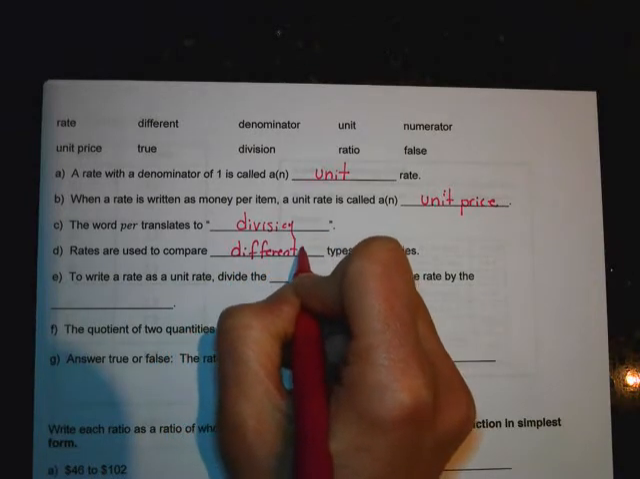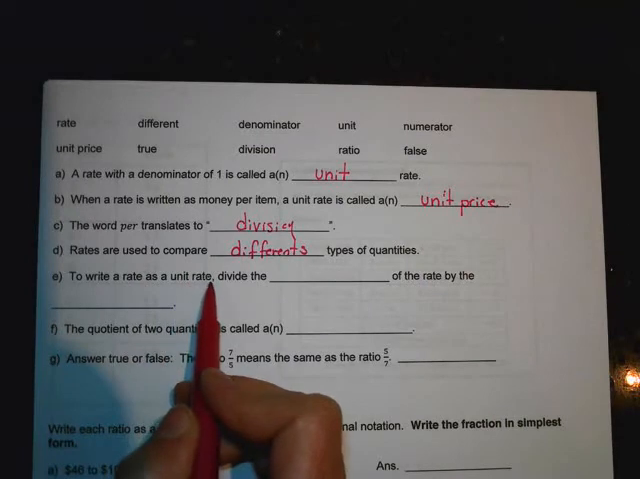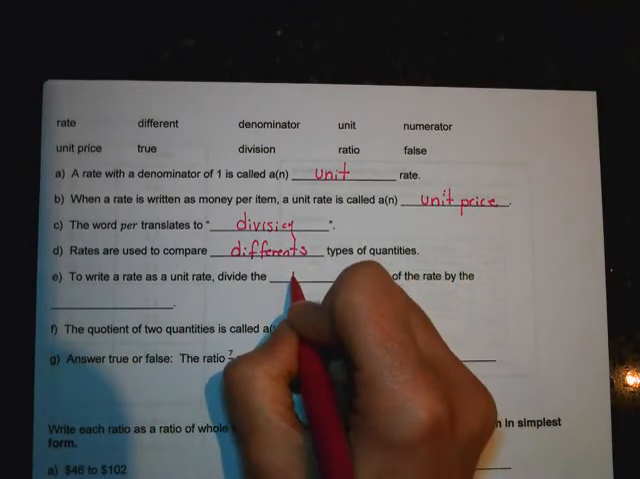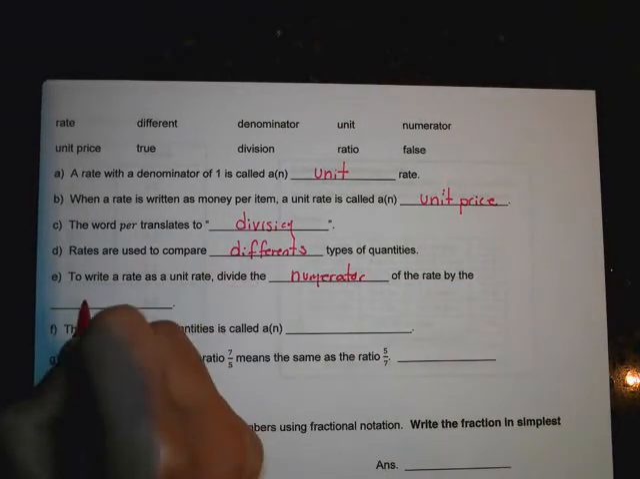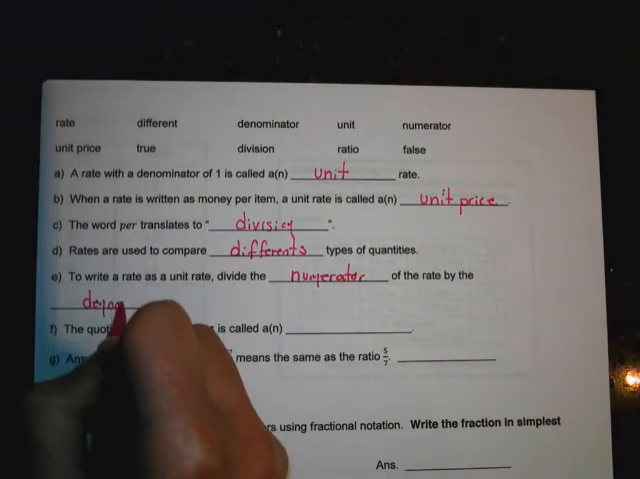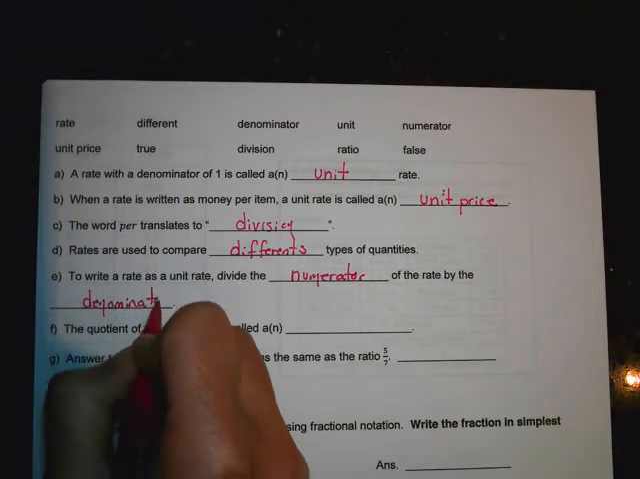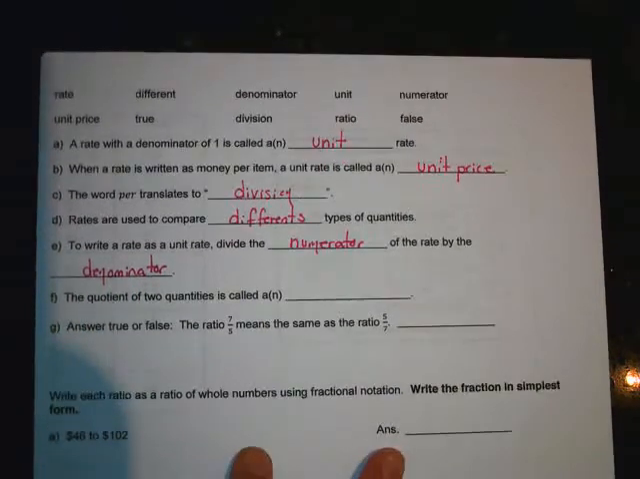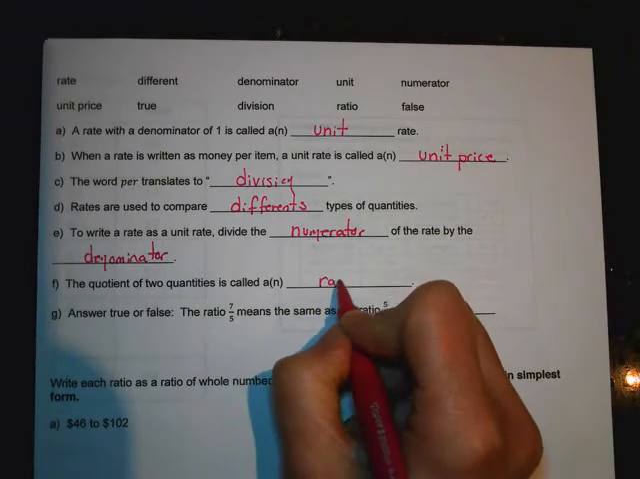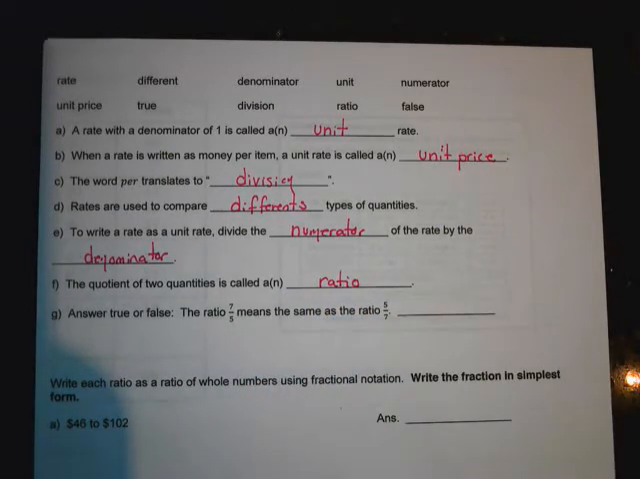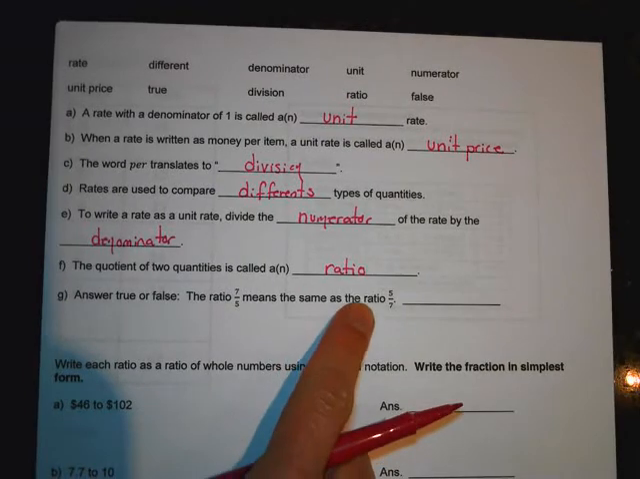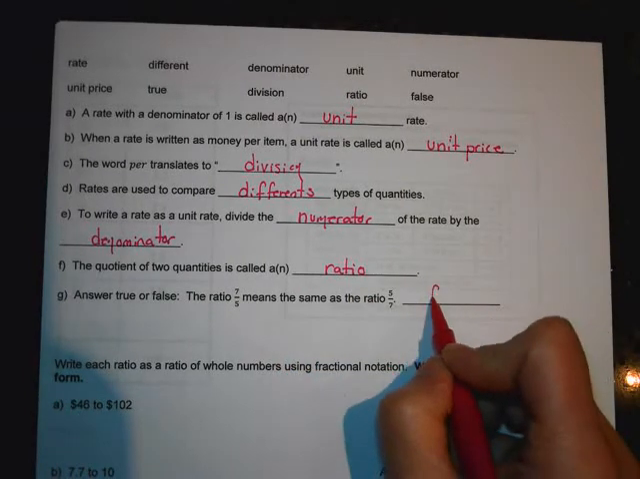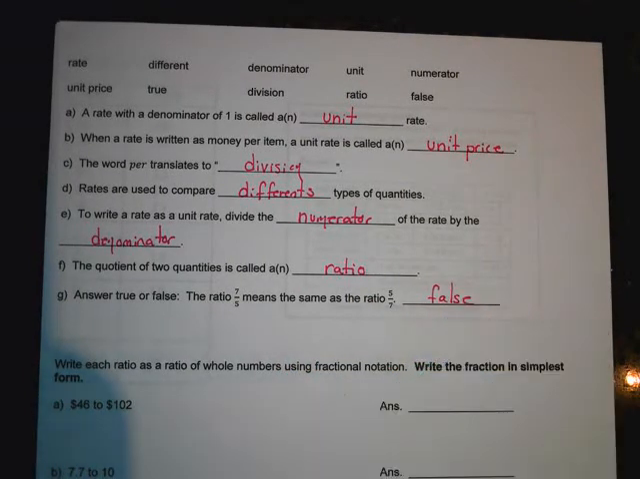types of quantities. To write a rate as a unit rate, divide the numerator by the denominator. The quotient of two quantities is called a ratio. And if the quantities are different, we call it a rate. And true or false? 7 over 5 means the same as 5 over 7. I'm hoping you all see that that's false. Those two fractions aren't the same. They're very different.